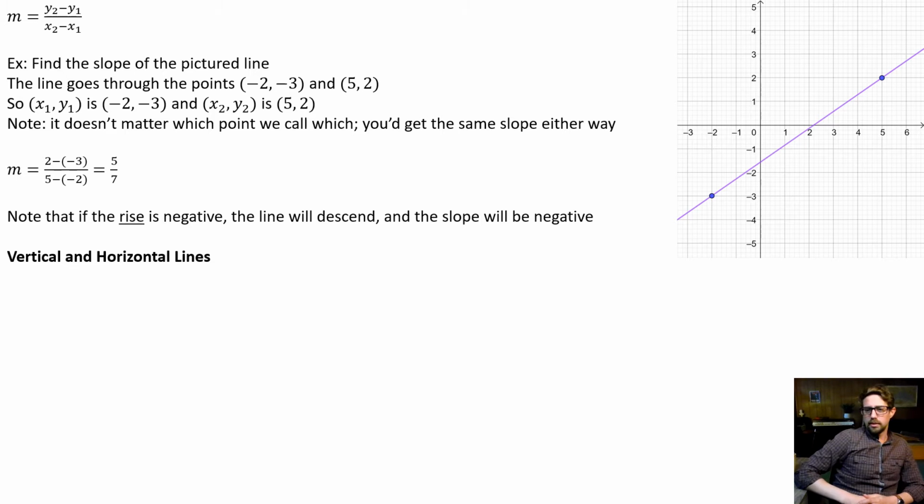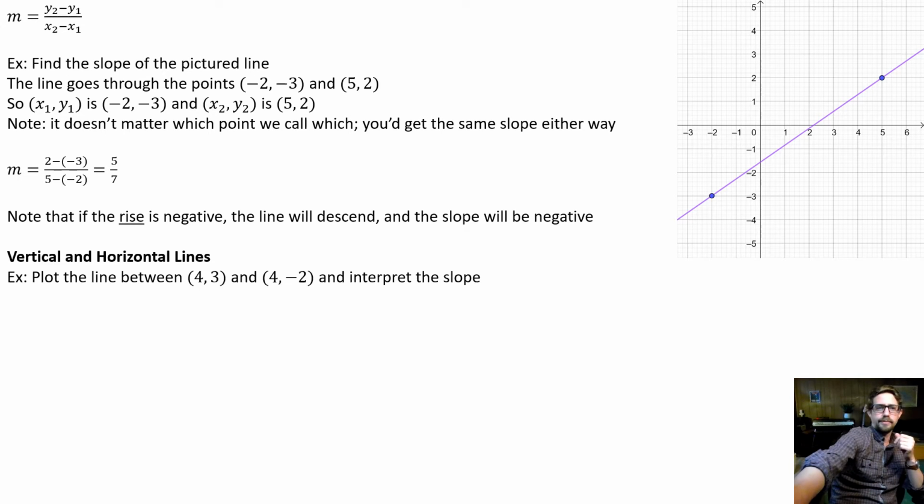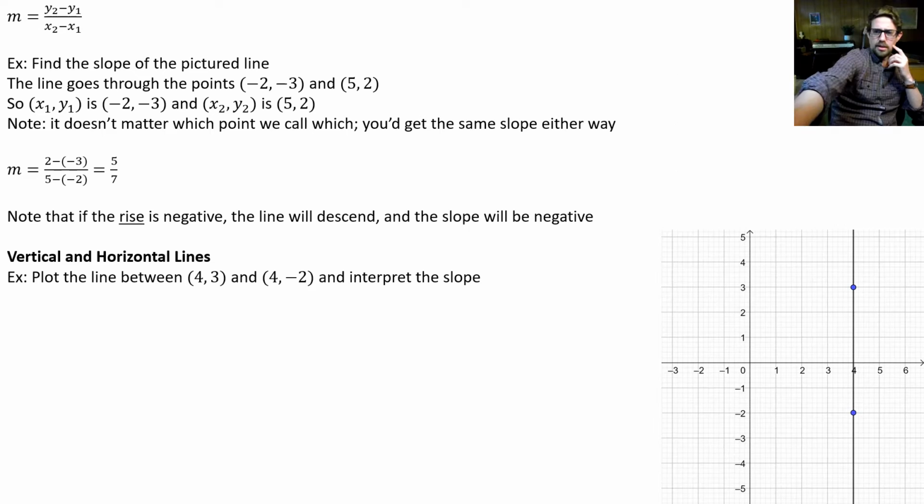Here's a couple of important special lines, and we talked about like how you make the graphs for these. So these are perfectly valid linear equations, vertical and horizontal lines, but let's see what happens. So we always like to start with a picture. So you're going to plot the line between 4, 3 and 4, -2, and then you're going to think about like what could that slope possibly be. So 4, 3 looks like that, and then 4, -2 looks like that.